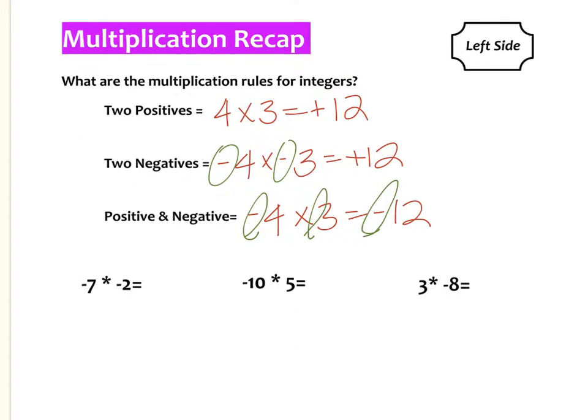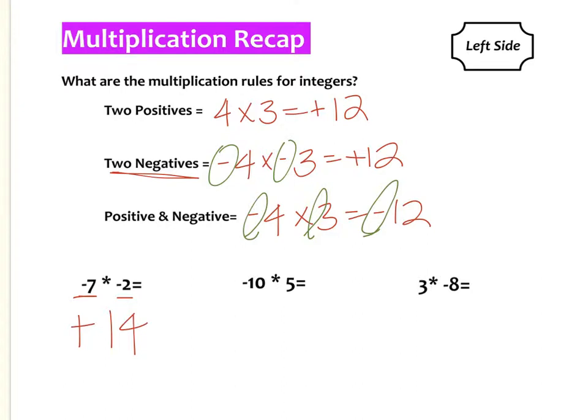All right, so let's go ahead and try these. So it says negative 2 and negative 7. So I'm going to go back to my 2 negative rules. Then that means my answer is going to be positive. And I know that 7 times 2 is 14. So my answer is going to be positive 14.